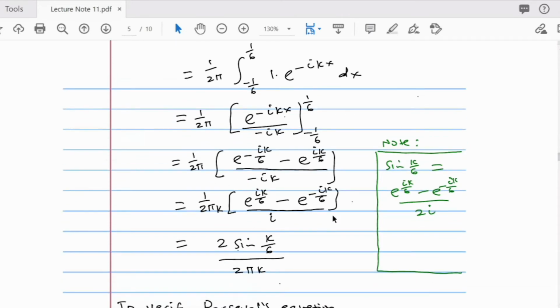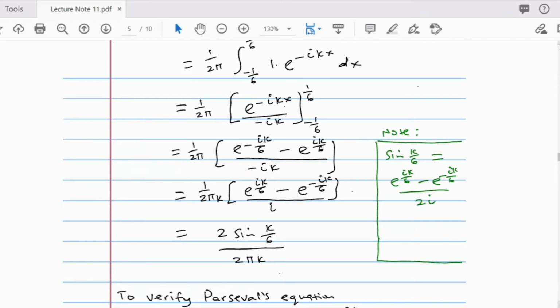Now, to make life easy for you when you are using the Parseval identity, you must know that sine k over 6 is the same thing as e raised to the power i k over 6 minus e to the power minus i k over 6, over 2i. So this guy here, replace it with 2 sine k over 6. The whole of this is just 2 sine k over 6, so this is what you're going to get. Okay, so that is our Fourier transform of that function f of x.